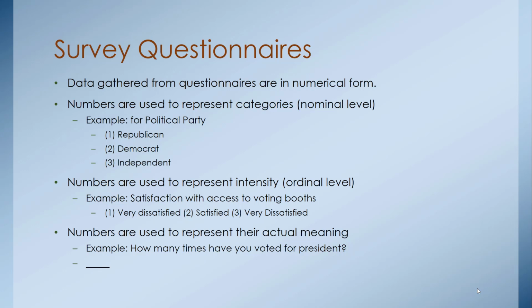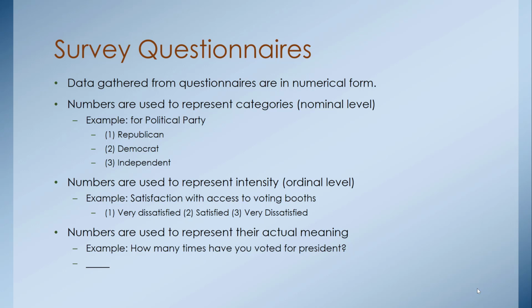So if we look at the nominal level of measurement, which is categorical or just the name, for example political party, we're going to have Republican, Democrat, Independent. When this is put into a statistical package, then numbers will represent those. So we'll have 1 for Republican, 2 for Democrat, 3 for Independent. At the nominal level, the only thing we can actually do with this information is count, but we will turn it into numerical form.